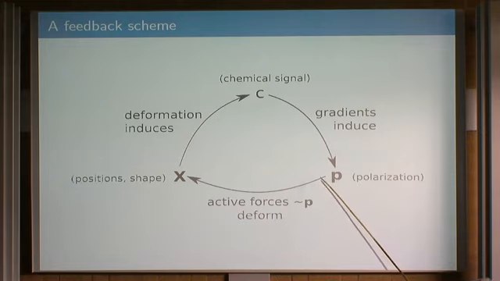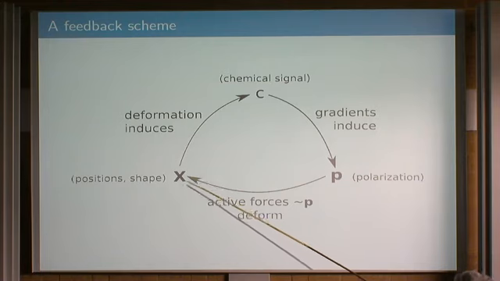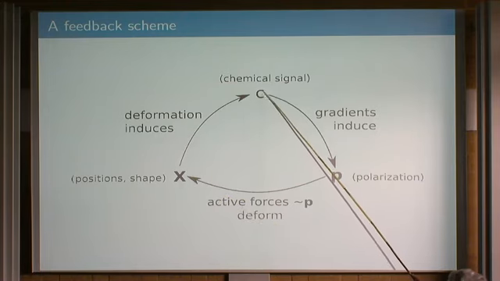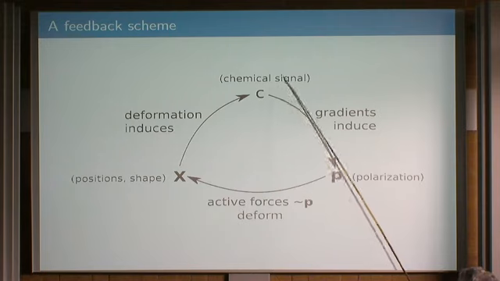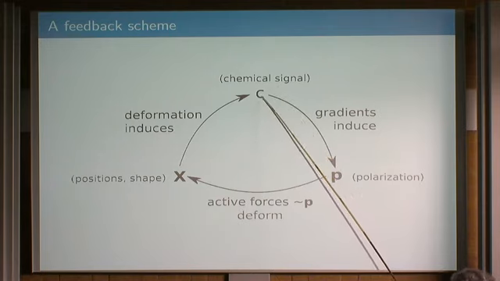And this is how this loop can operate. Say, deformation induces chemical signal, induces polarization, polarization induces active forces that deform the system. This is one basic scheme, and which of course can be modified in many various ways in particular systems. And in biology, this part is extremely complicated. And in our models, we usually have only simple parts of this.